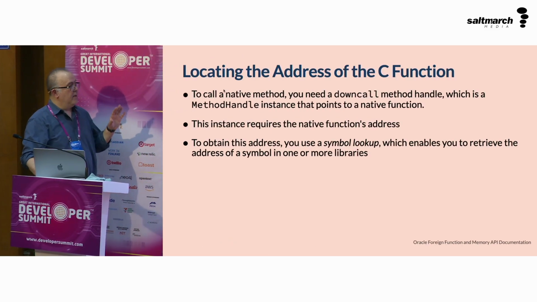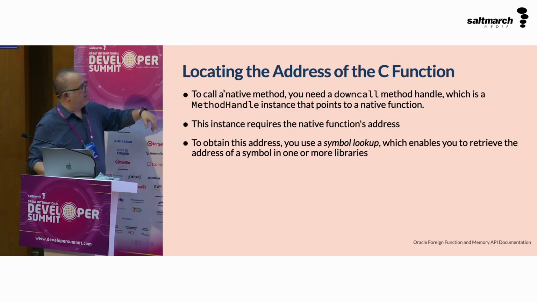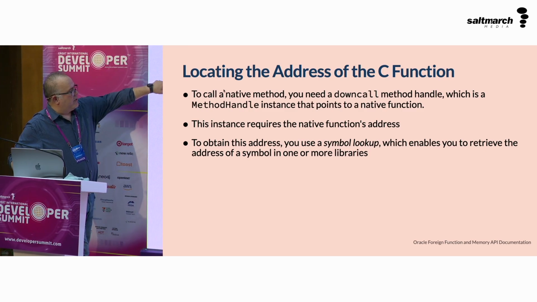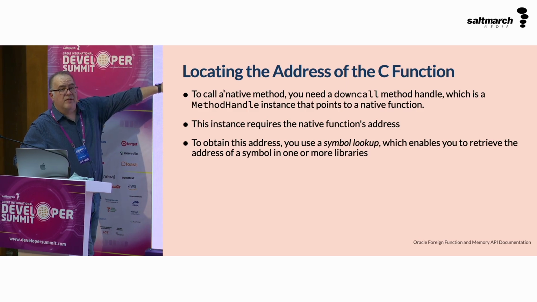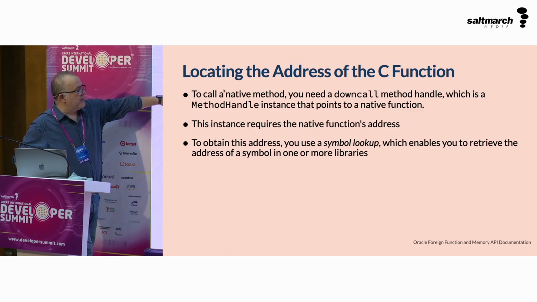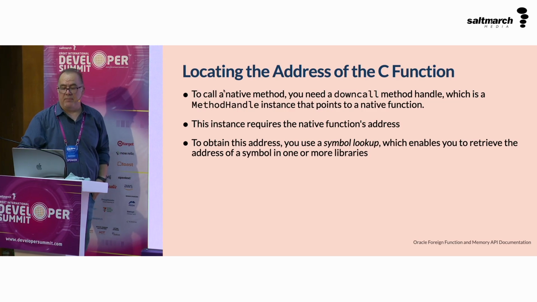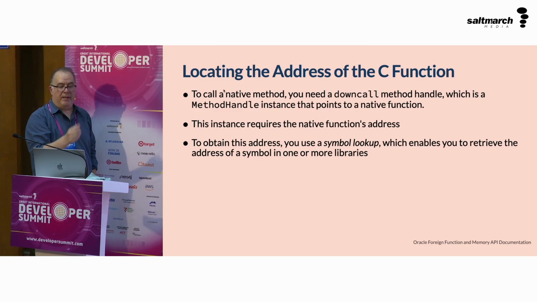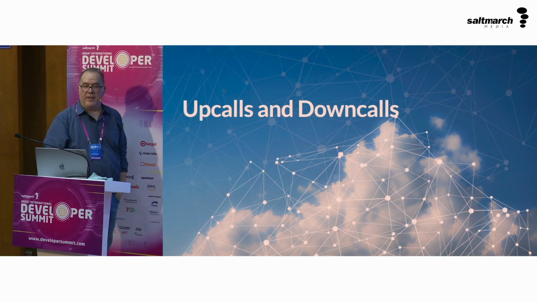Okay. So locating the address of that C function, to call it, you will make a downcall method, which is a method handle. So you get this reference back called method handle that points to the native function. So once you have this, you can call whatever native function you want on the underlying OS, okay? This instance requires the native function's address. To obtain this address, you'll do something called a symbol lookup, okay? And once you have that, you can make that downcall handle and start to use it that way.